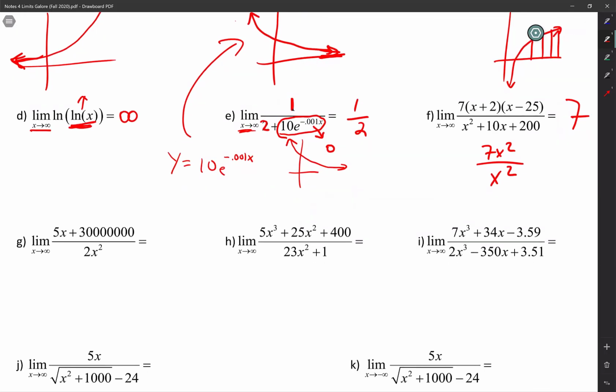All right, letter G. The denominator has a higher degree, so that means the denominator is growing faster than the numerator. Who cares about this 300 million? I didn't count the zeros there. As x approaches infinity, the denominator still grows faster than the numerator. So this is 0. Is all this making sense to everyone, guys? Yes. That's what I wanted to hear, guys.